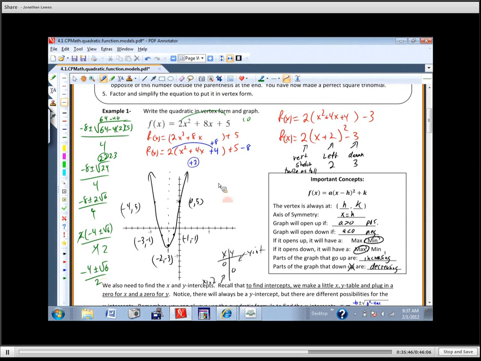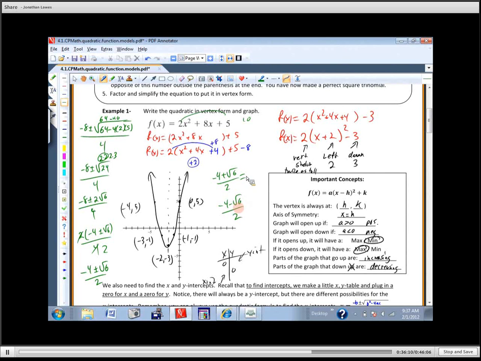So the two x-intercepts, one of them is (-4 plus radical 6) over 2, and the other one is (-4 minus radical 6) over 2. Guess which one is which? Which one do you think this one is? The left one or the right one? This one's going to be the right. Okay.